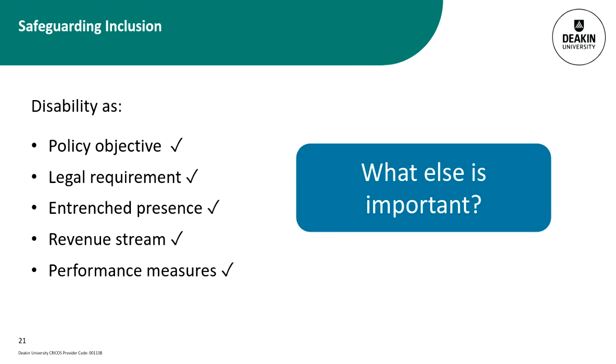And what I would say, reflecting the initial analysis of how inclusion has been facilitated over recent decades: disability is a policy objective, it's a legal requirement, it's an entrenched presence in our universities and colleges, it's a revenue stream in its own right, and we've got various ways of measuring performance. But it's an open question: what else is important? What else do we need to do to make sure that we safeguard inclusion in Australian education?